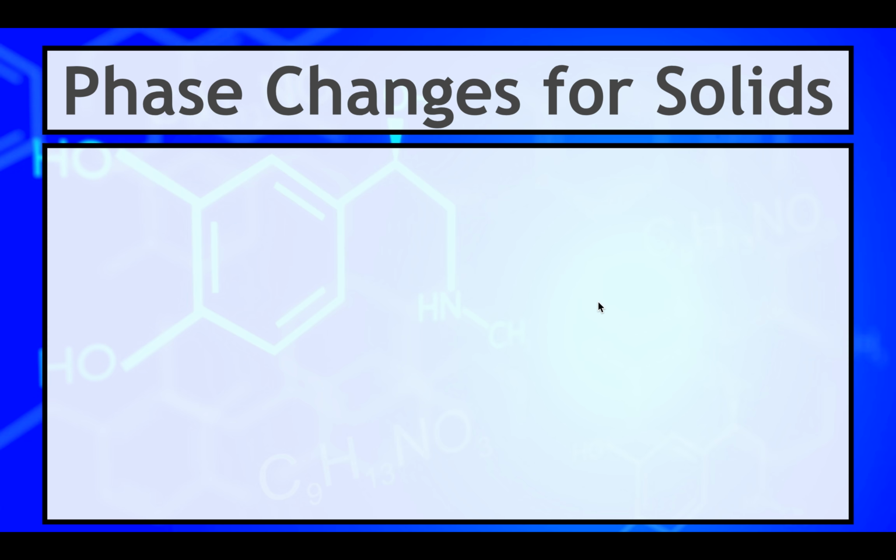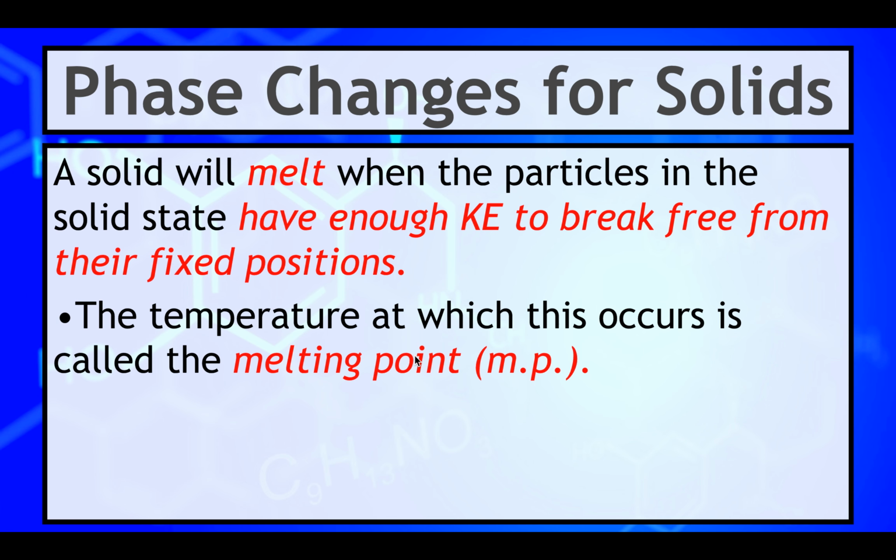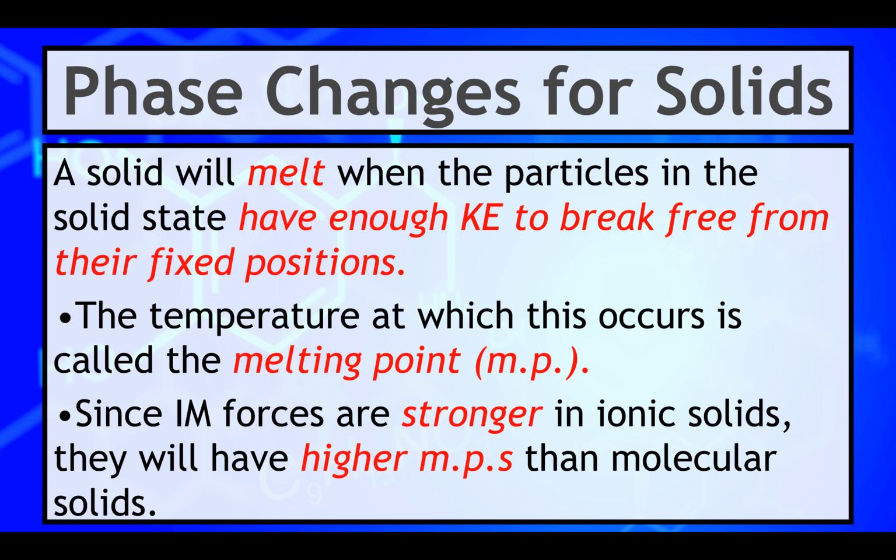Phase changes for solids. A solid will melt when the particles in the solid state have enough kinetic energy to break free from their fixed positions. The temperature at which this occurs is going to be called the melting point, which we're going to abbreviate in the notes as MP. Since intermolecular forces are stronger in ionic solids, they'll have higher melting points than molecular solids.